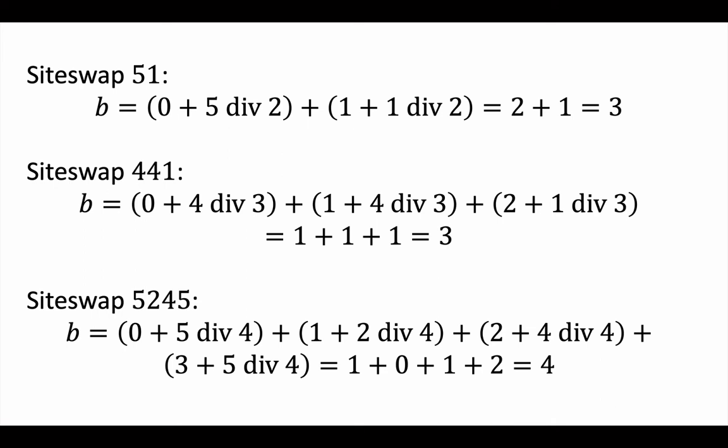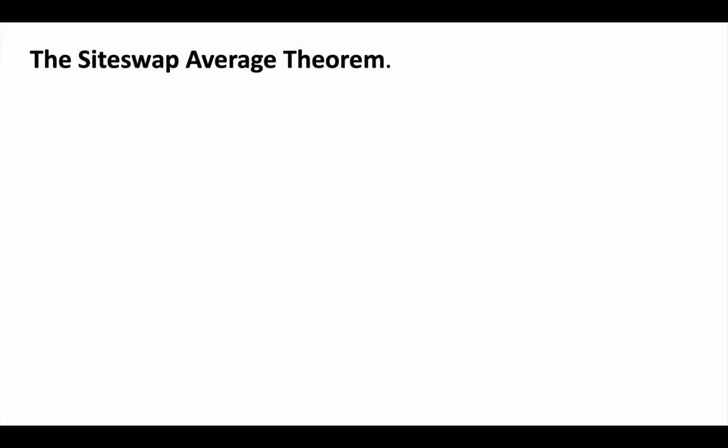If you know siteswaps, and you've already learned how to calculate the number of balls, you're saying this is not what I learned, because I don't believe this appears in the literature anywhere. What's nice is we can use the div theorem to derive the next theorem, which is the siteswap average theorem. And if you have a guess, your guess is probably right as to how to calculate it.